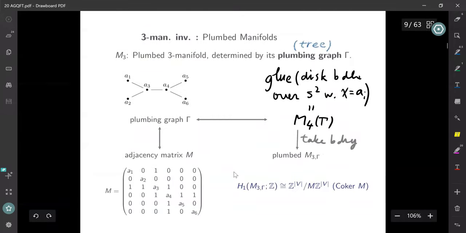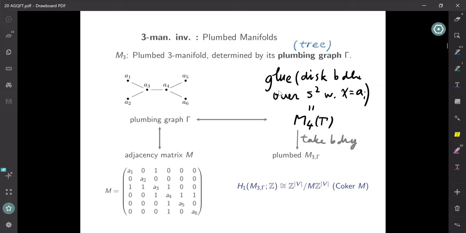All right, so that's a physical definition if you want, but how about a mathematical definition that you can actually compute things with. This definition is given in this paper in 2017 for plumbed manifolds. So what are plumbed manifolds?